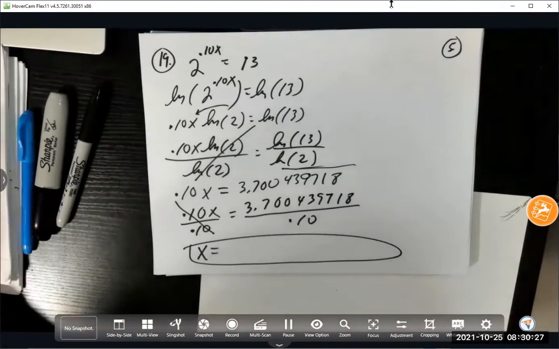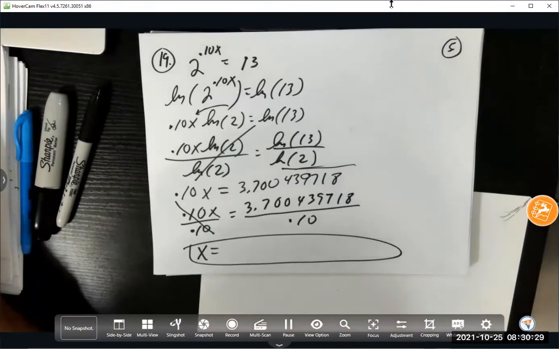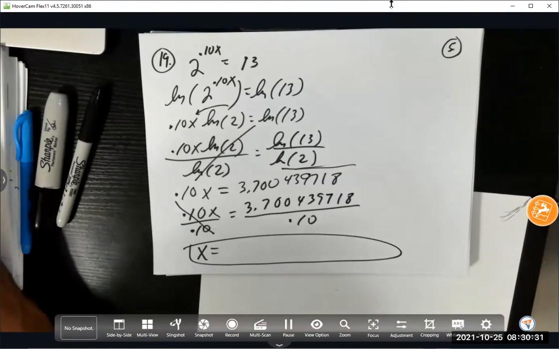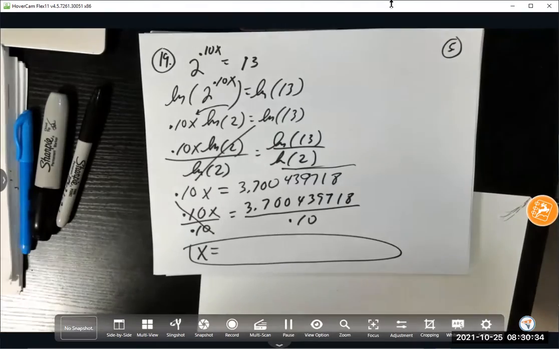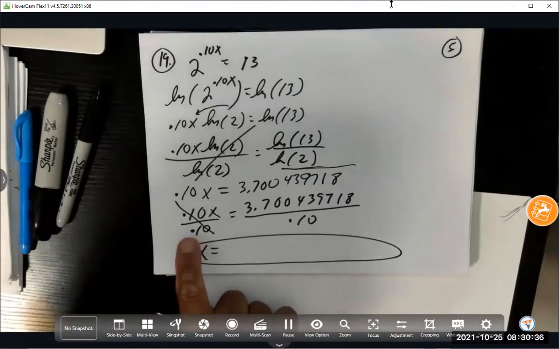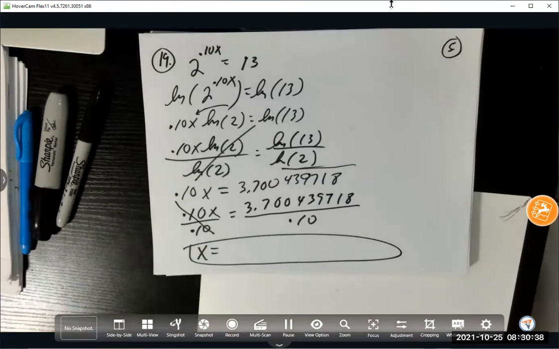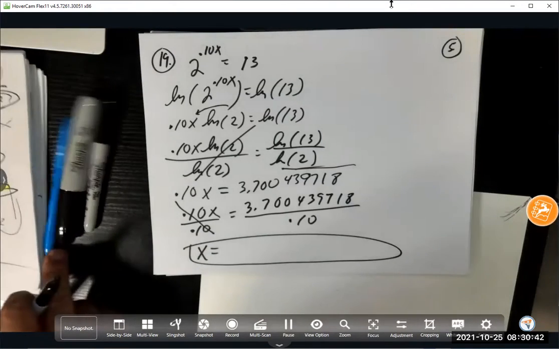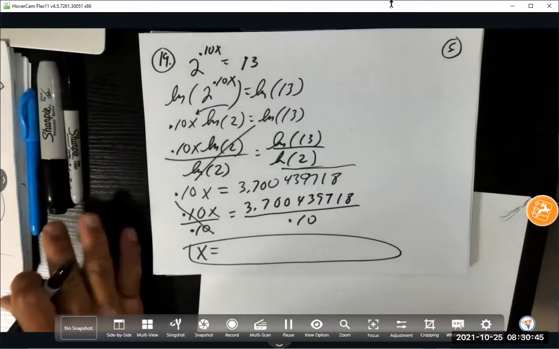So now divide that number by 0.10. Make sure you put the decimal in the front, right there. What do you get on the calculator? Do it in the calculator. Don't do it in your head, man.